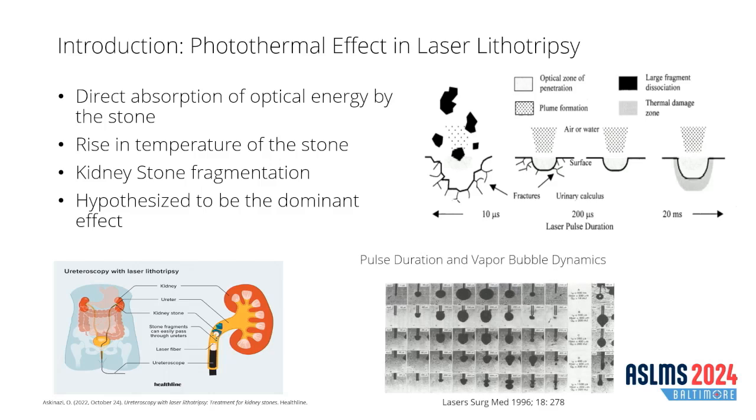Additionally, this fragmentation happens in a saline environment. The entire environment is flushed with saline. So the image on the bottom right shows how a vapor bubble is generated in front of the fiber and how only a portion of the light actually enters into the stone to ablate it.